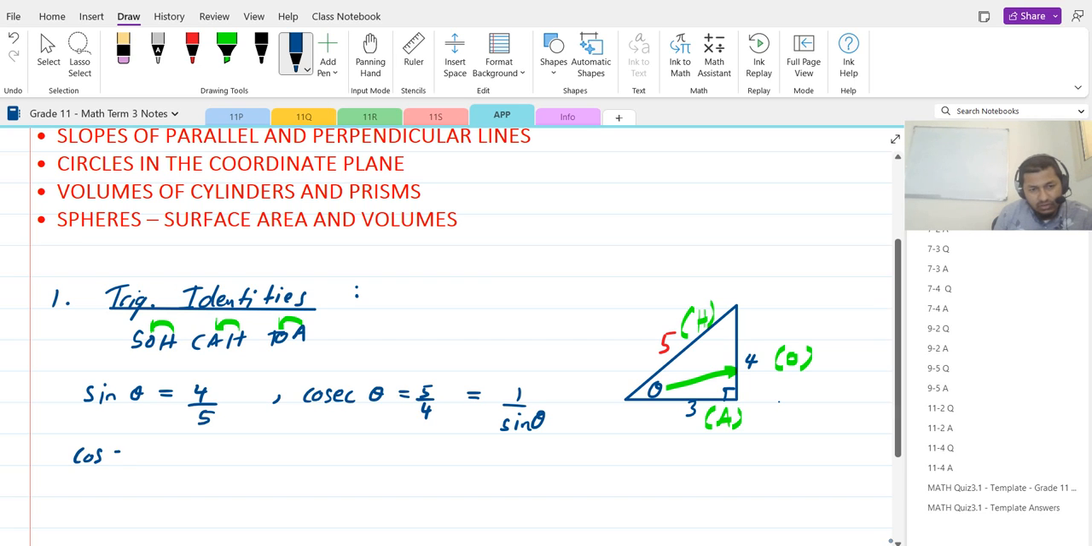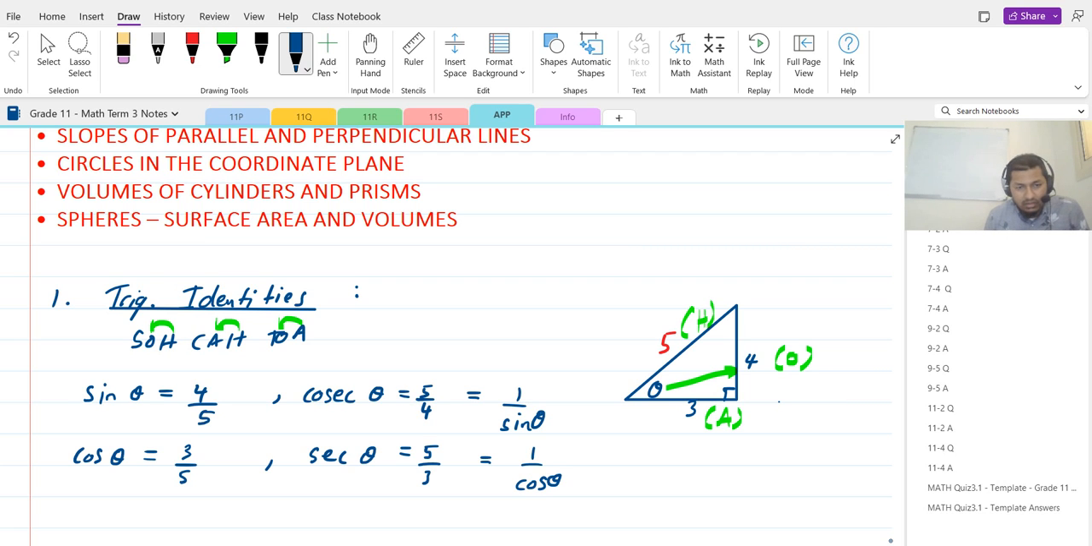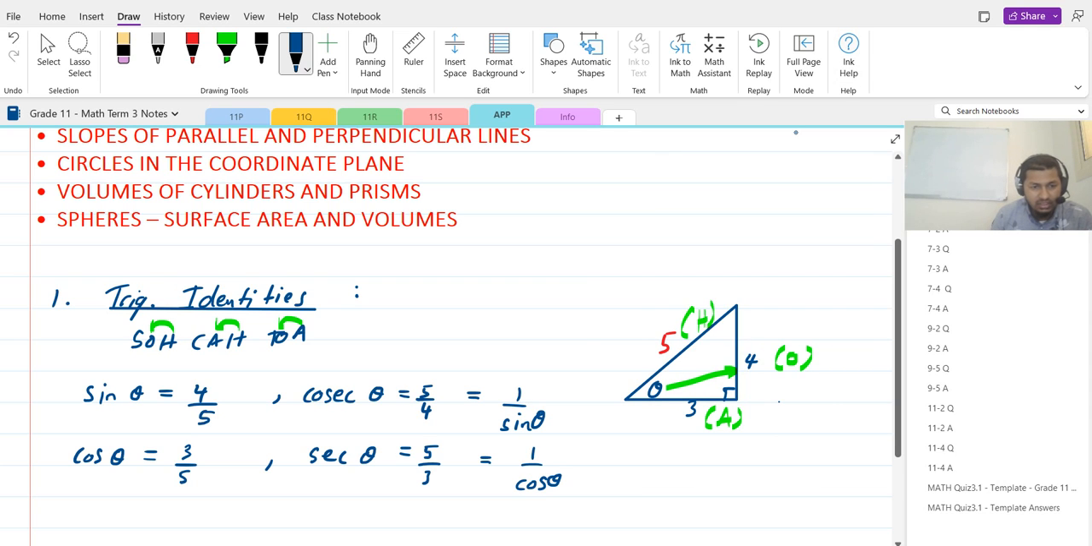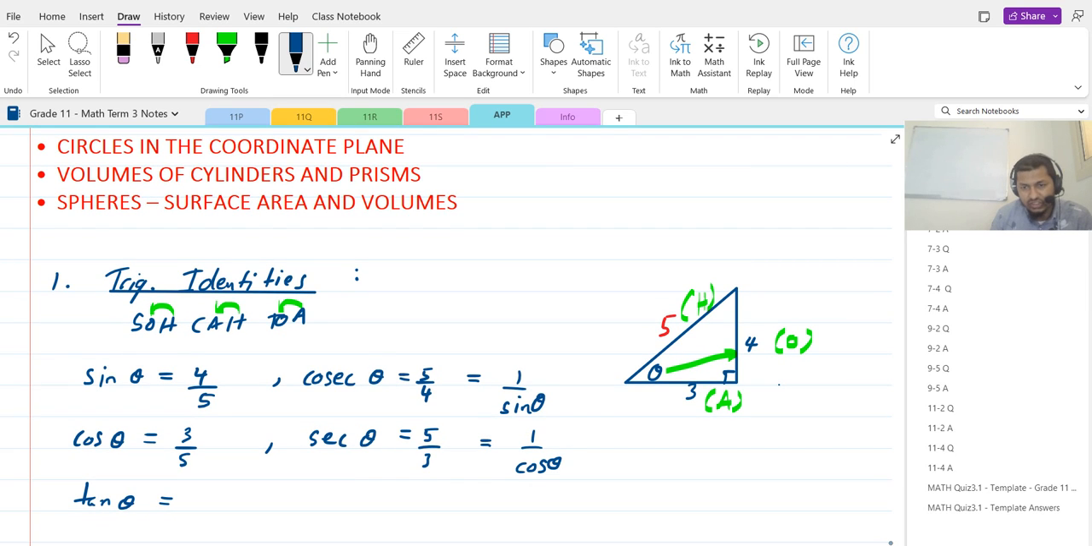Next one is cos theta. Cos theta is basically 3 over 5, right? And the reciprocal of cos is sec theta. Sec theta is 5 over 3, and that can be written as 1 over cos theta, the relationship between sec and cos. Remember, if you type 1 over cos theta on the calculator, you have to say 1 divided by 3 over 5, which is 5 over 3, as you can see from the answer. And the last one is basically tan theta. Tan is opposite over adjacent, so 4 over 3.